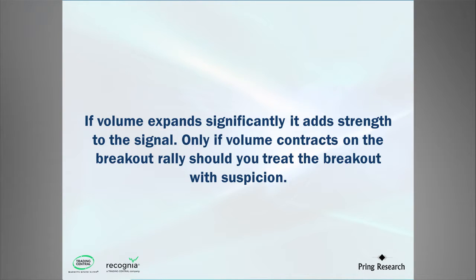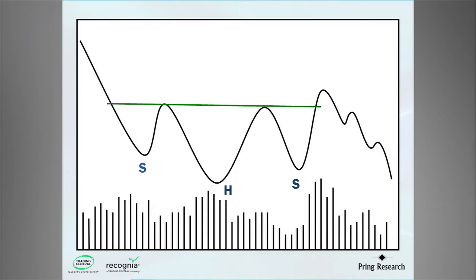The rule should be, if volume expands significantly, it adds strength to the signal. Only if volume contracts on the breakout rally should you treat it with suspicion. Here's an example where the breakout takes place as volume shrinks. There's absolutely no indication of buyer enthusiasm here. These arrows indicate declining activity on the breakout and expanding volume with motivated sellers on the decline. A classic message for disaster, as the breakout turns out to be a false one.